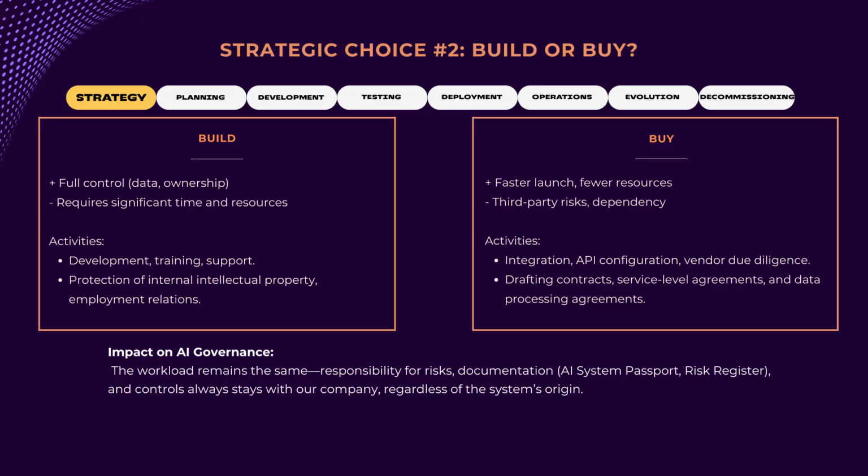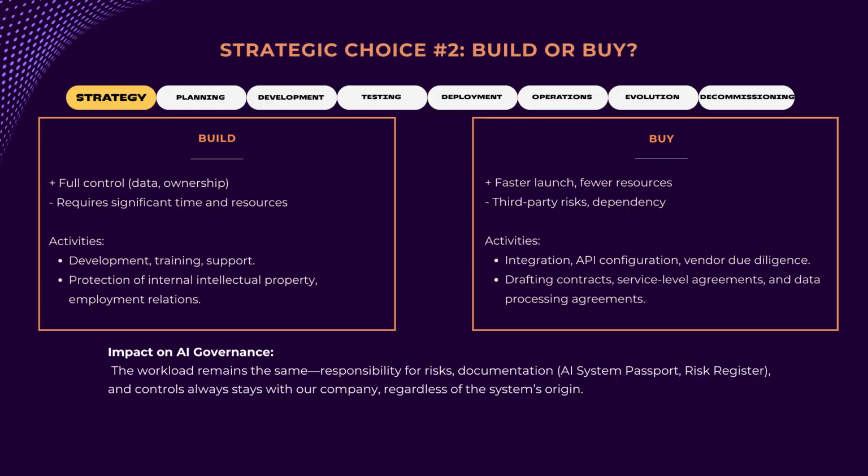Building means full control over development, data, and intellectual property, but requires significant resources and time. Buying, fully or partially, for example using a model via API, delivers value faster but shifts technical risks into the realm of third-party risk. How does this affect further work?